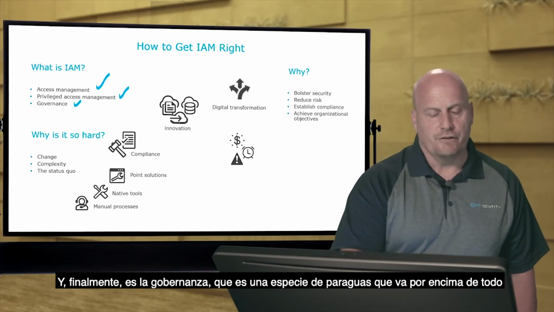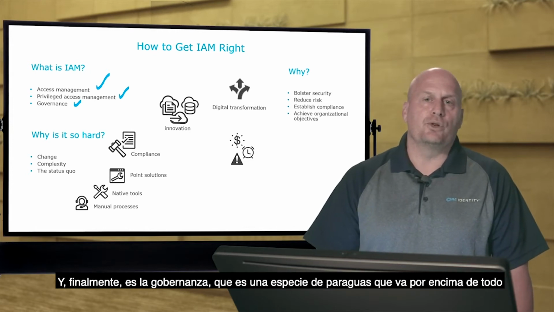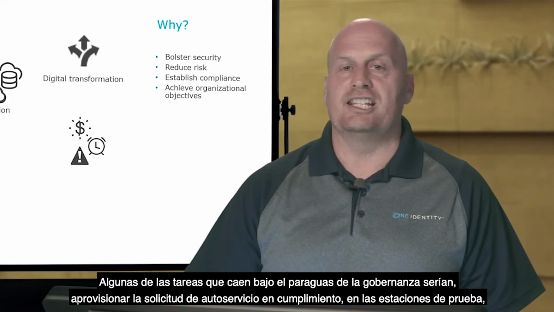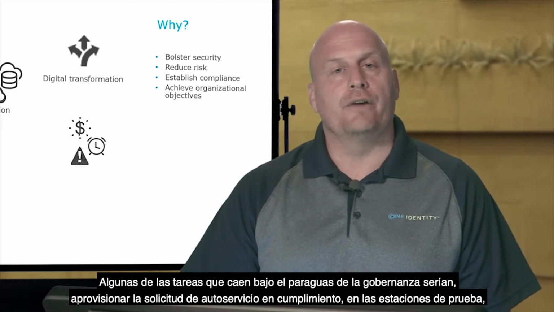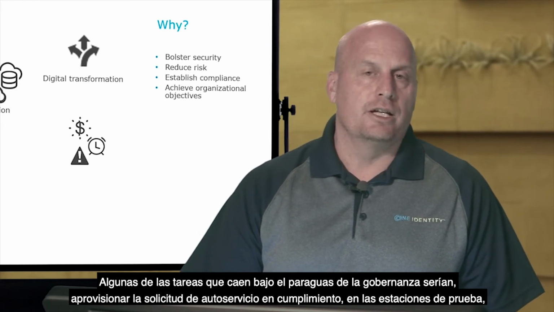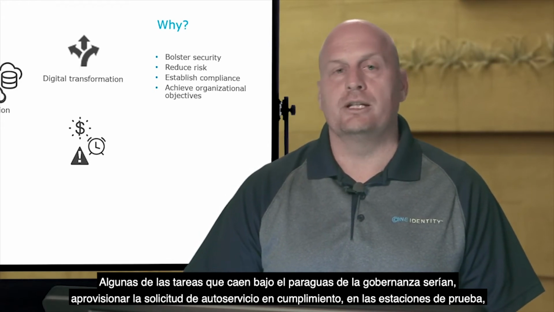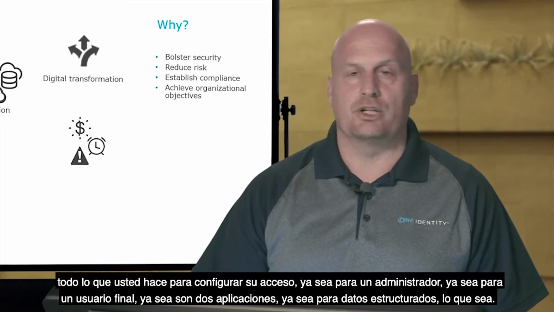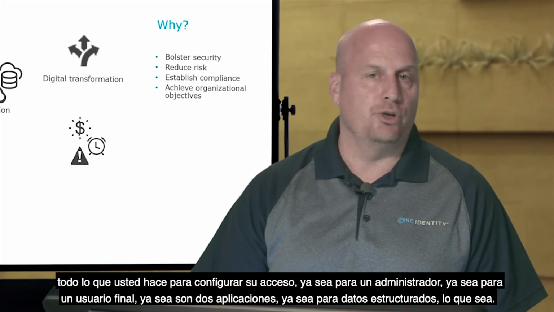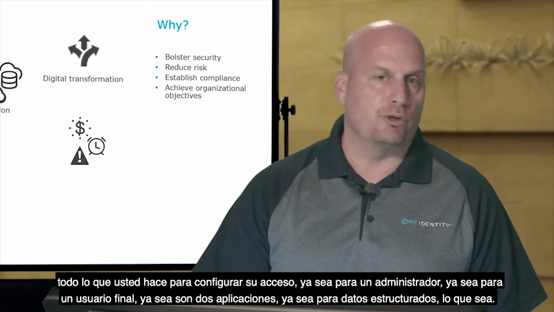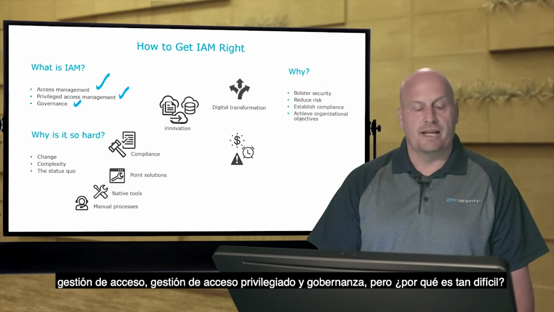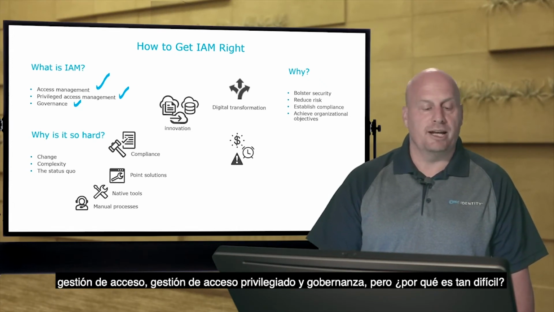And then finally is governance. That's the umbrella that goes over the top of everything and makes sure that you're doing access management and privileged access management correctly. Some of the tasks that fall under the governance umbrella would be provisioning, self-service request and fulfillment, attestations, all the things that you do to set up that access, whether it's for an administrator, an end user, applications, or unstructured data, whatever. So three things make up identity and access management: access management, privileged access management, and governance.